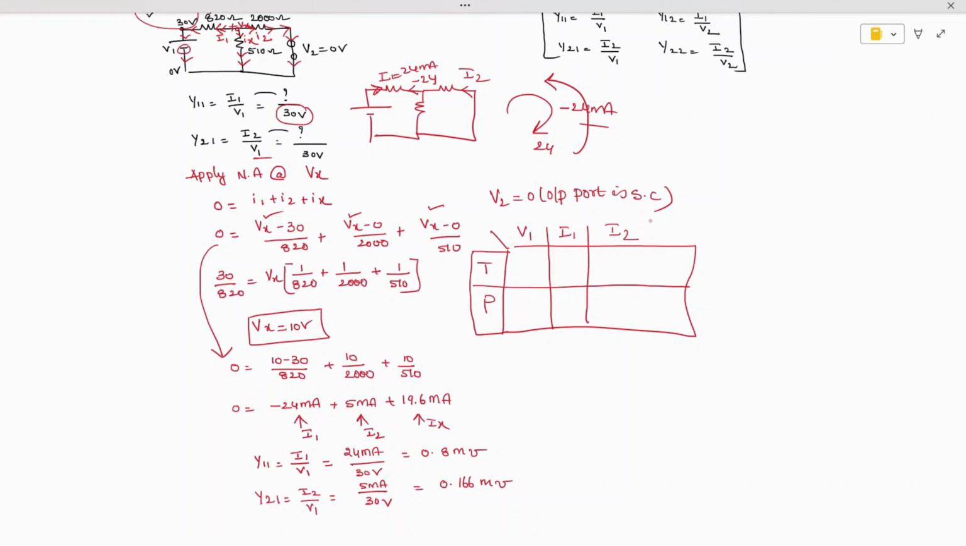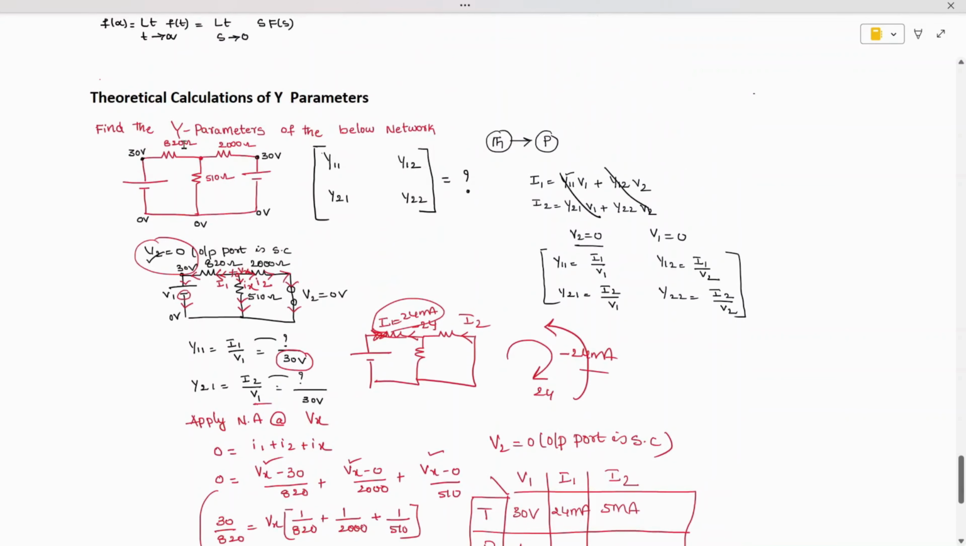So V1 is very clear. V1 is how much? 30 volts. I1 is how much? What is the value of I1? I1 is nothing but which flows in this direction, 24 milliamperes. But the value of I2 is 5 milliamperes. So when you do the experiment, you will get values similar to this theoretical one, then you can get the values of y11 and y21. The same problem we are going to do in reverse by making the opposite direction.